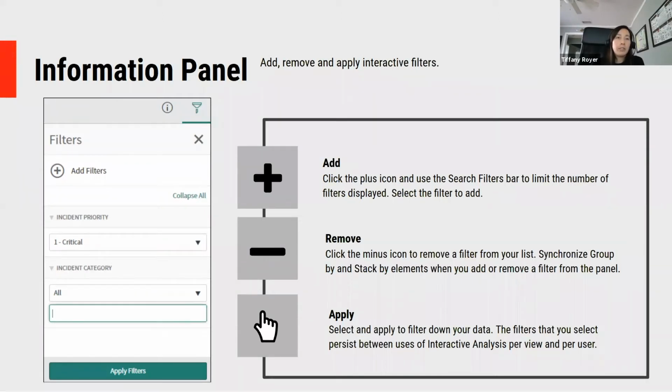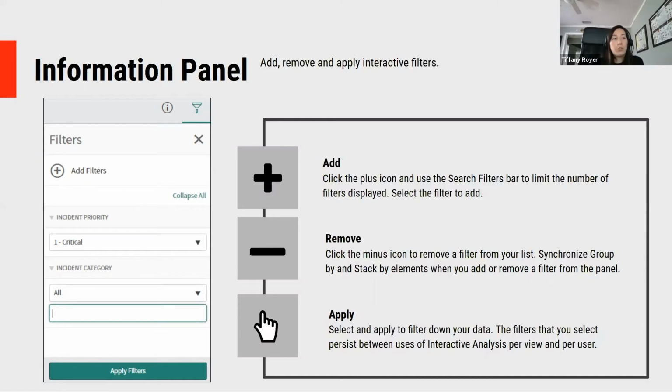And then if you click on the filter icon in the information panel, this is where you can see the interactive filters. You can hit the plus button to add existing interactive filters, or you can also hit the minus button that would be next to each interactive filter if you just wanted to remove it from your screen. These aren't creating or deleting any interactive filters. It's just modifying your screen to show what you want.